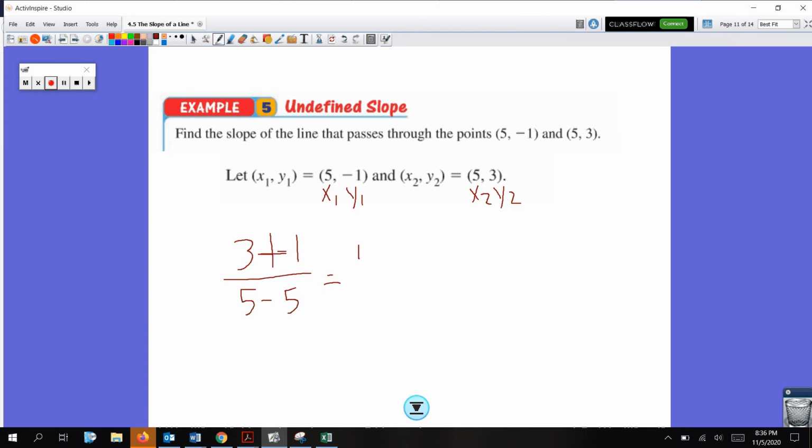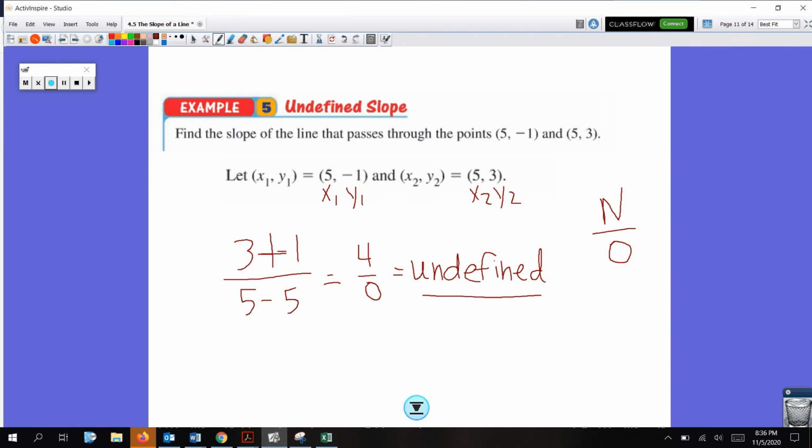Well, 3 plus 1 is 4. 5 minus 5 is 0. If you put in your calculator 4 divided by 0, you're going to get an error message. You cannot divide by 0, so this is undefined. Okay, another thing to remember I always write: if you have a number over 0, you cannot have that, it's undefined.